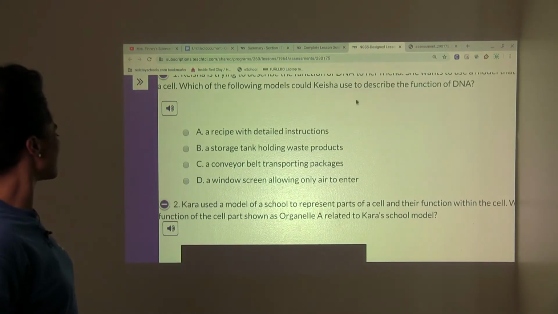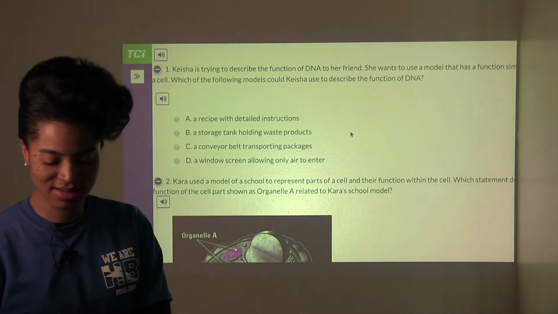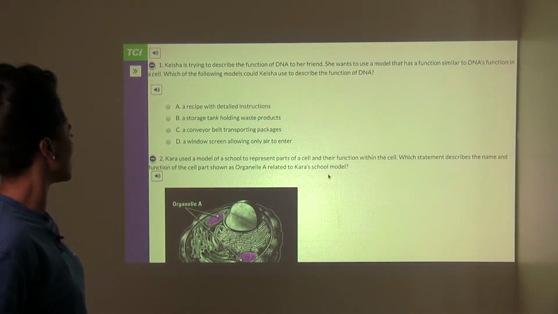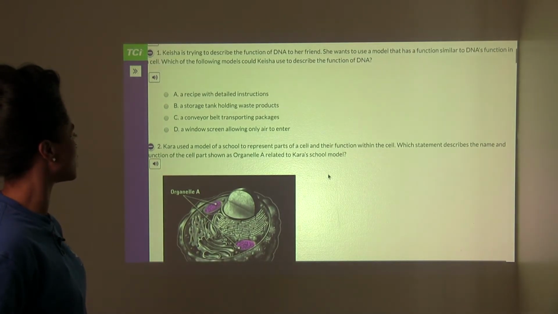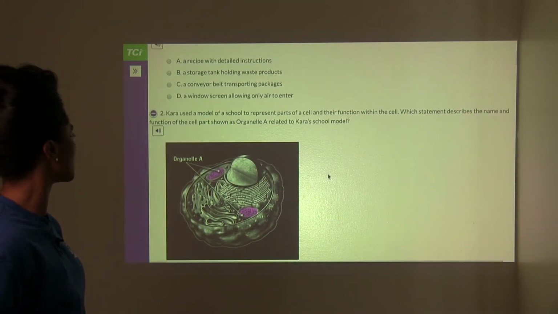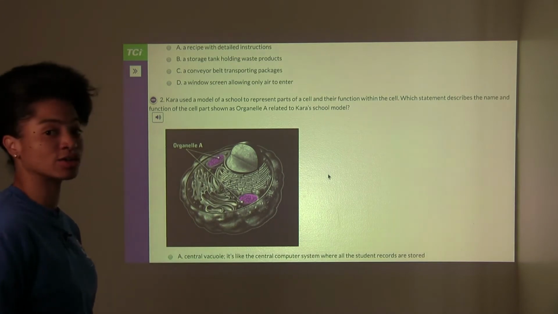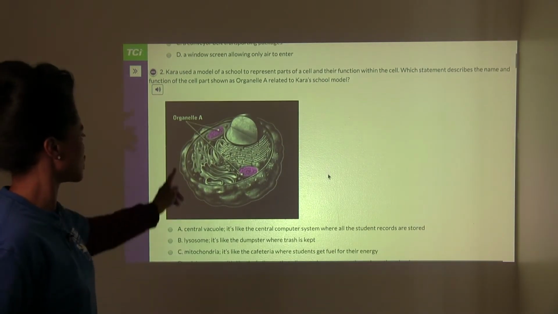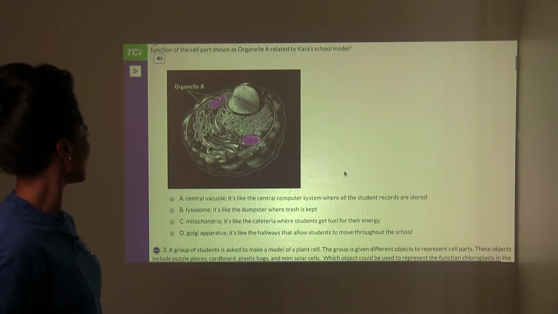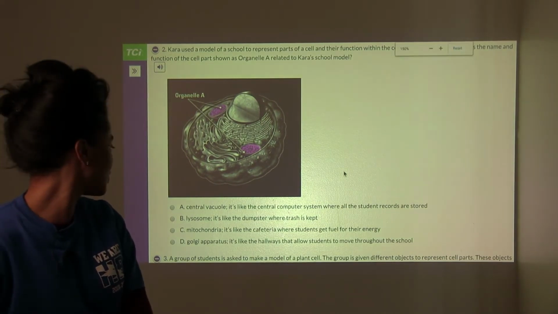All right, let's try number 2. Number 2 says, Kara used a model of a school to represent parts of a cell and their function within the cell. Which statement describes the name and function of the cell part shown as organelle A related to Kara's school model? Check it out. We know what that is. Okay. So we have these choices.